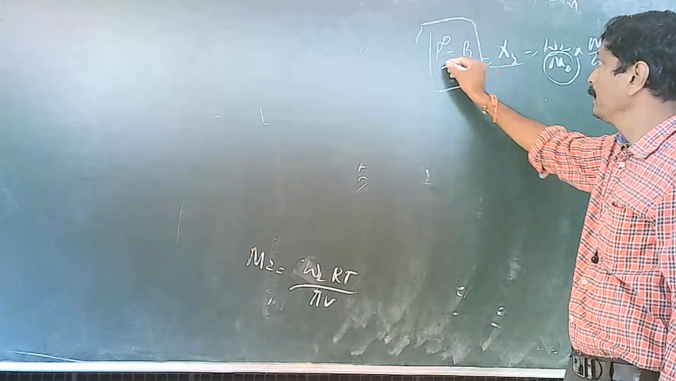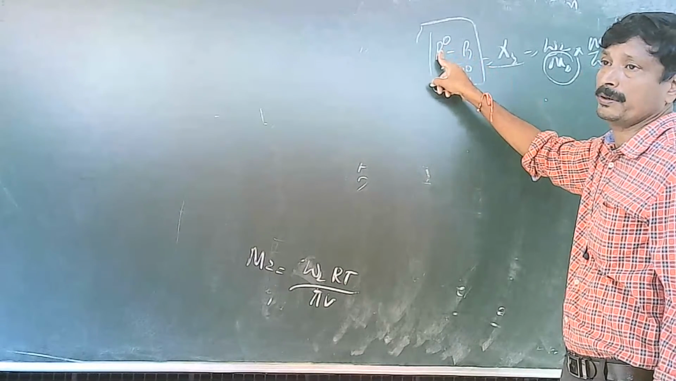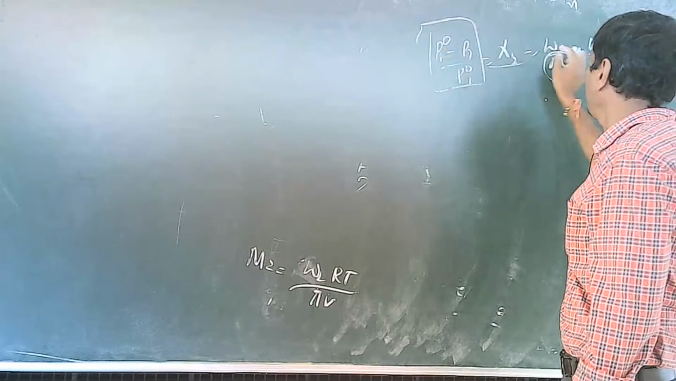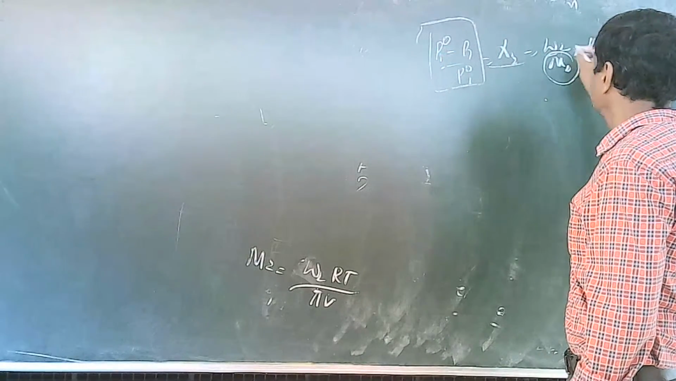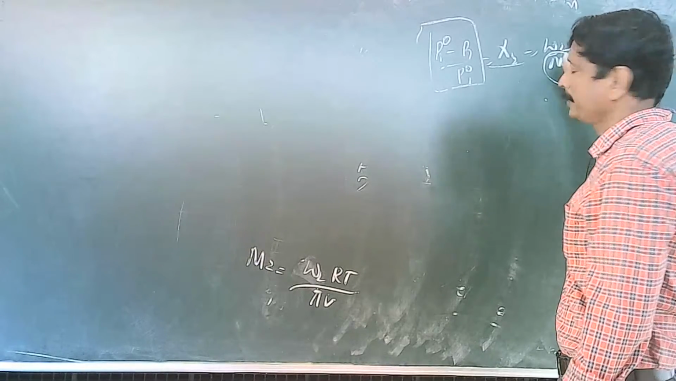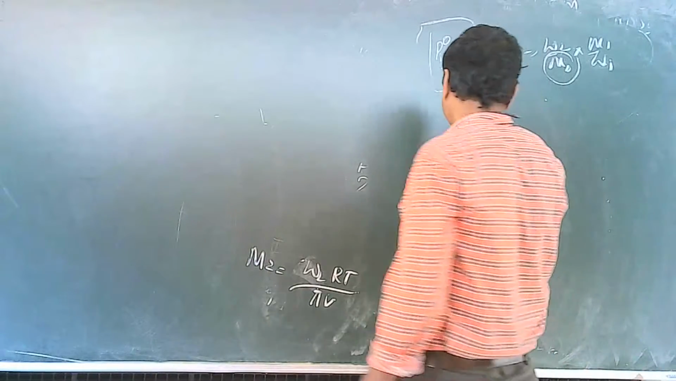Here, what quantities are required? The vapor pressure of the pure solvent and the vapor pressure of the solution. This is a colligative property. And the mass of the solute, the mass of the solvent, and the molar mass of the solvent. We can measure the molar mass of the solute.